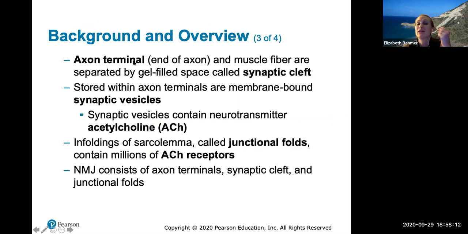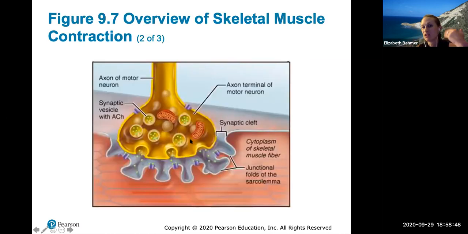This talks about the axon terminal. The end of the axon and the muscle fiber are separated by a gel-filled space called the synaptic cleft. Stored within the axon terminals are synaptic vesicles that contain acetylcholine, that muscular neurotransmitter. There will be infoldings of the sarcolemma called junctional folds that have acetylcholine receptors. So the neuromuscular junction consists of the end of the axon, the synaptic cleft, the space between the two, and the junctional folds.